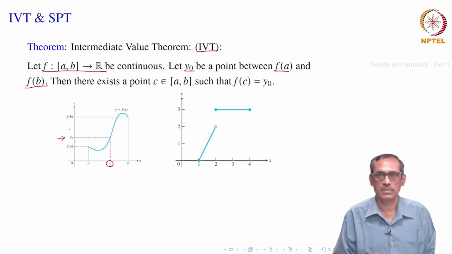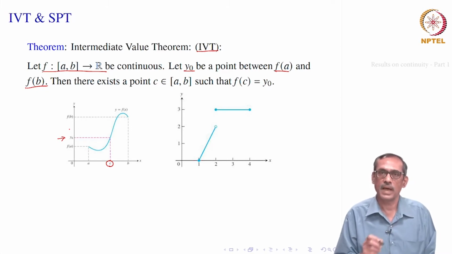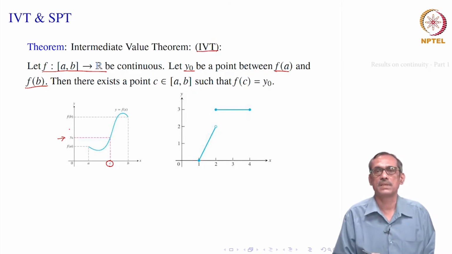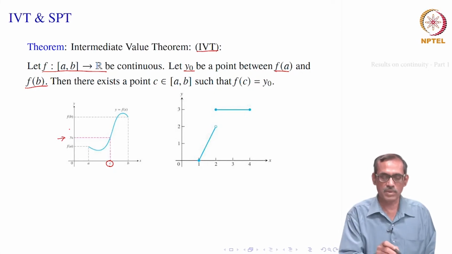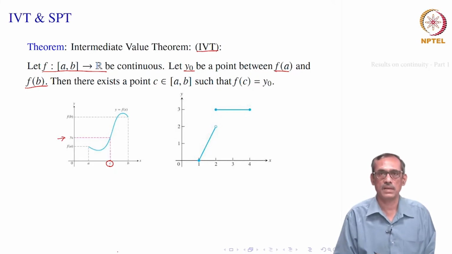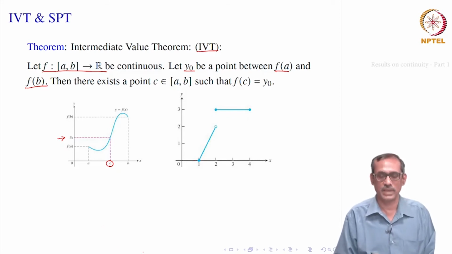Then it says that there exists a point c in [a, b] such that f of c equals y0. The extreme value theorem says that c and d, the minimum and maximum of f in the range, are achieved. That is, there are some points alpha and beta where f of alpha and f of beta give us the minimum and maximum. But here it goes a bit further: between f of a and f of b, you choose any number, and that is also achieved. That is, there is a point c in [a, b] such that f of c equals y0.